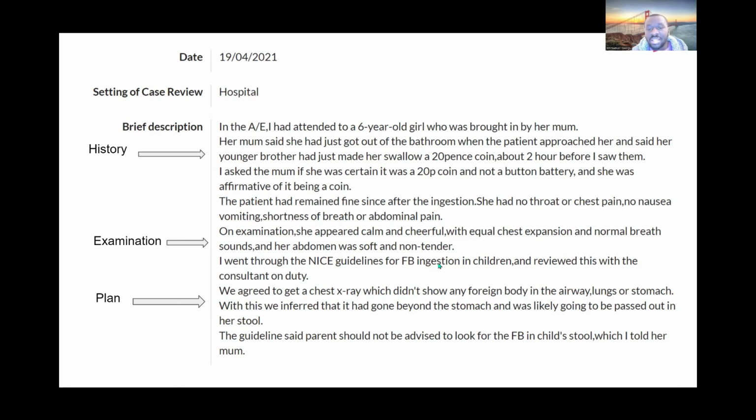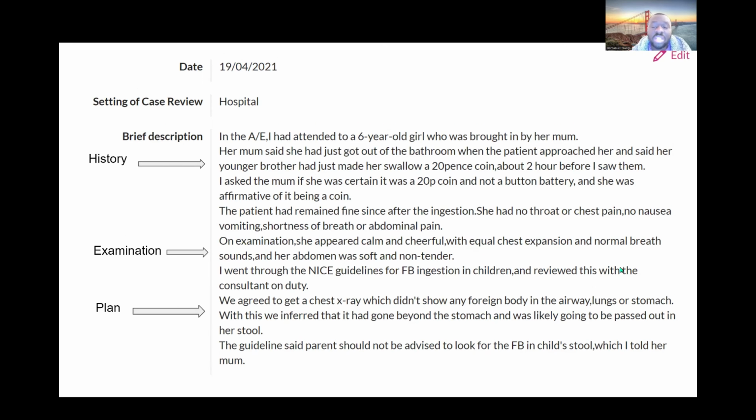So I went through the NICE guidelines on foreign body ingestion in children and reviewed this with the consultant on duty. We agreed to get a chest x-ray, which didn't show any foreign body in the airway, lung, or stomach. With this, we inferred that it had gone through the stomach and was likely going to be passed in her stool. The guidelines said parents should not be advised to look for the foreign body in stool, which I told the mom. So the NICE guideline says parents should actually not bother looking. As long as the child remains fine, you don't need to bother scooping or looking through the stool.